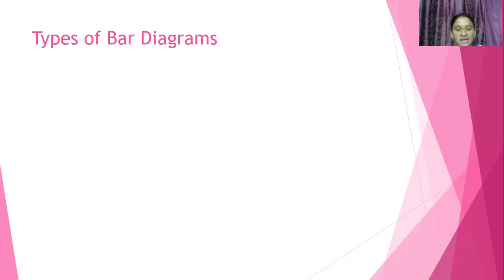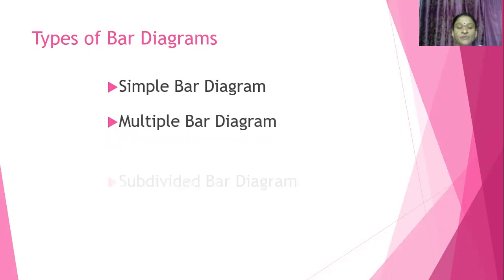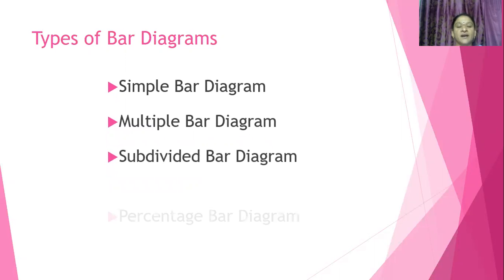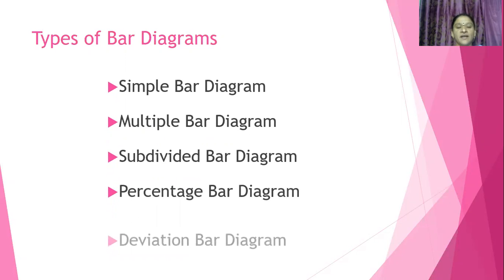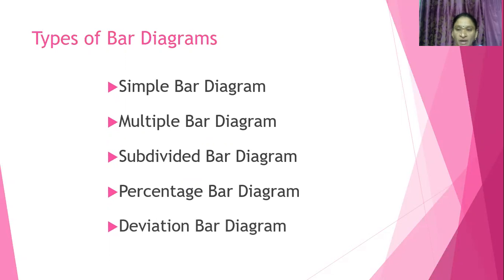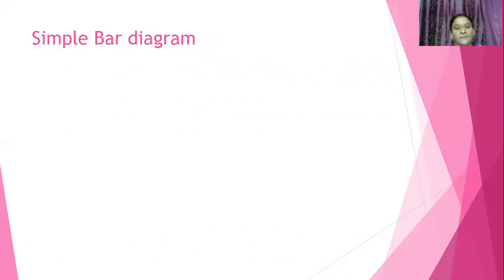Next, let us understand one type of diagram, which is bar diagrams. Let us understand in brief about the bar diagrams. The bar diagrams can be of different types. First one is simple bar diagram, multiple bar diagram, subdivided bar diagram, percentage bar diagram, and deviation bar diagram. Let us understand about each and every type of bar diagram in detail.